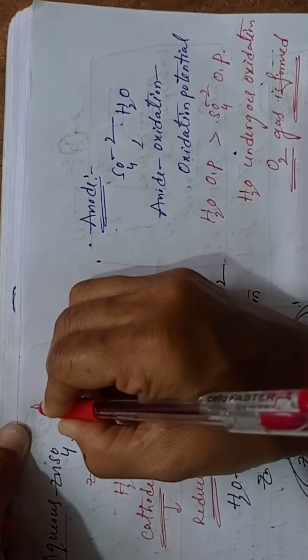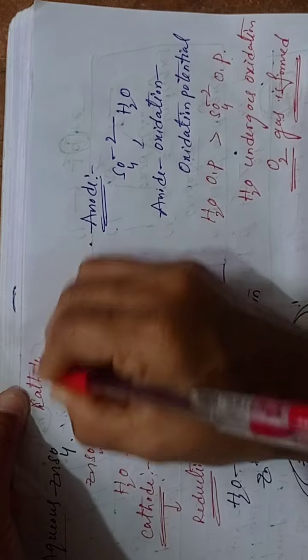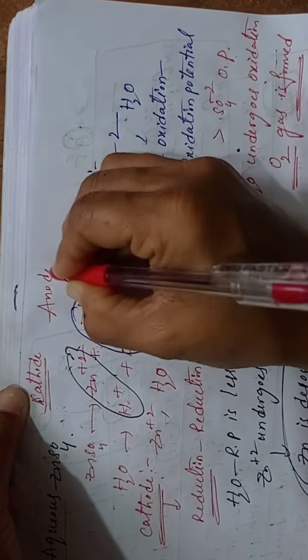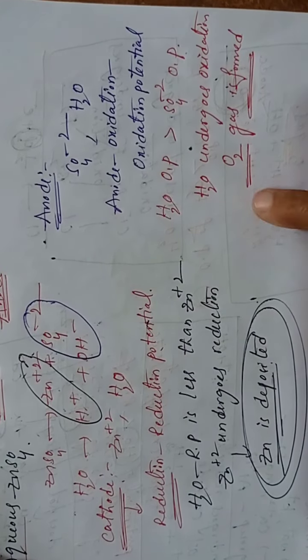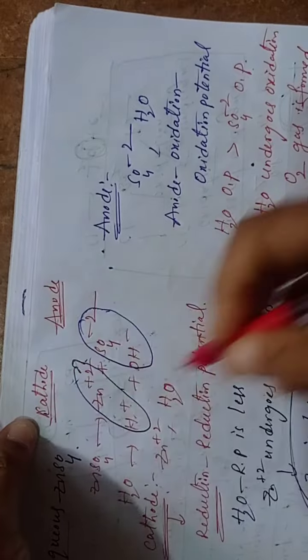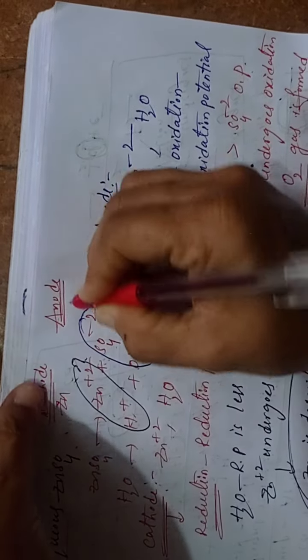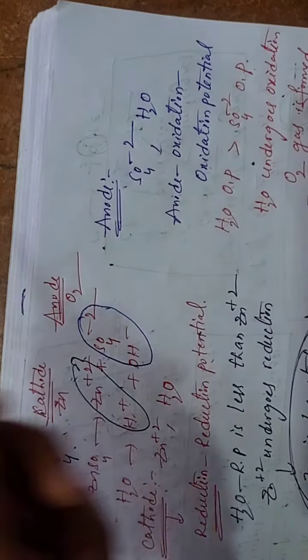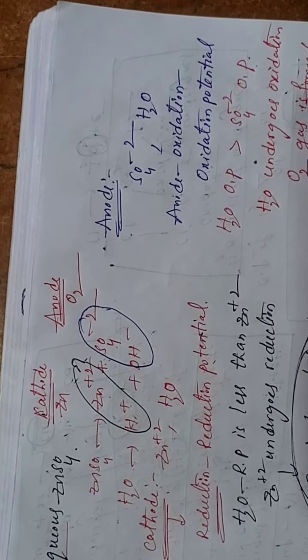So at the cathode and at the anode, which one is deposited, students? At the cathode zinc is deposited, at the anode O2 is deposited. Are you following? So at the cathode zinc is deposited, at the anode O2 is deposited. Understanding, students? So like this you have to find.